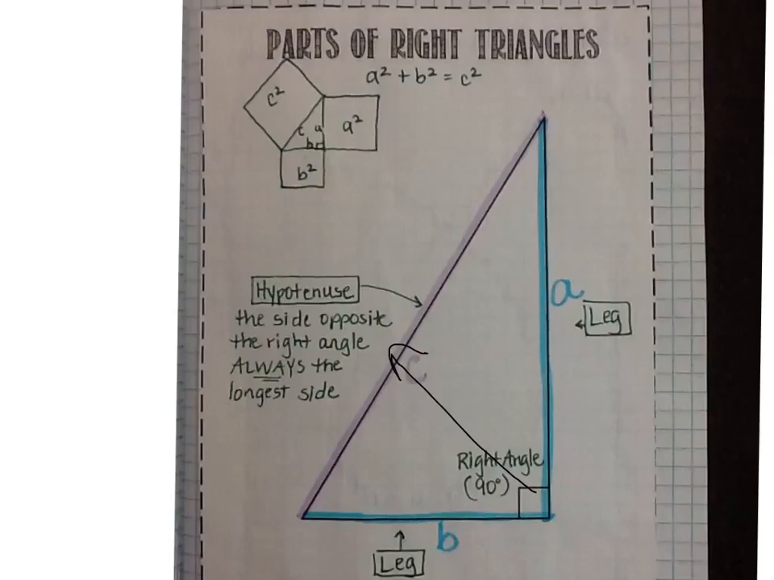This is the Pythagorean theorem right here: a squared plus b squared equals c squared. The hypotenuse is c. So the hypotenuse is diagonal from the right angle, 90 degrees. It's the opposite side of the right angle. It's always the longest side. And it stands for the c in the Pythagorean theorem.